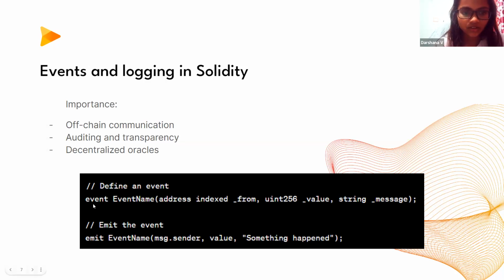And here's the syntax. You see event, space, the event name, and in brackets you give certain parameters. You give the address, and then this is another keyword that is used for an event. Basically, when you mark a parameter as indexed, it allows for efficient filtering of events based on that parameter when querying the blockchain. So let's say you have a lot of data within the blockchain. You usually have users that are logged in the blockchain, and there's a lot of different information stored in the blockchain.